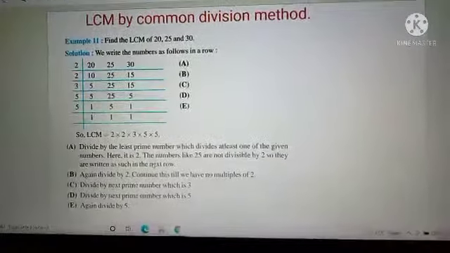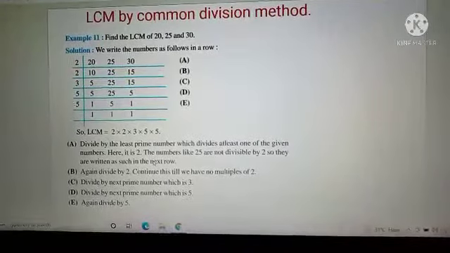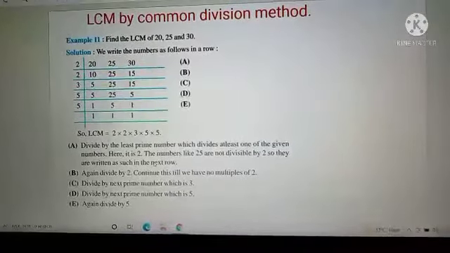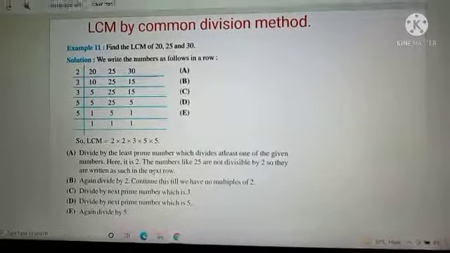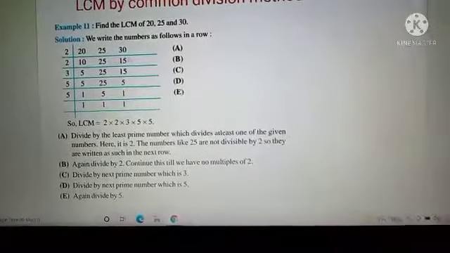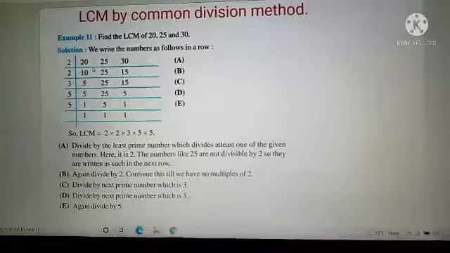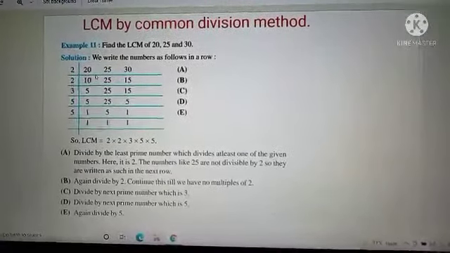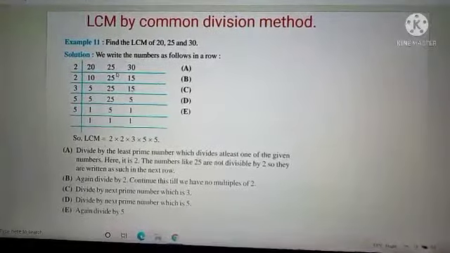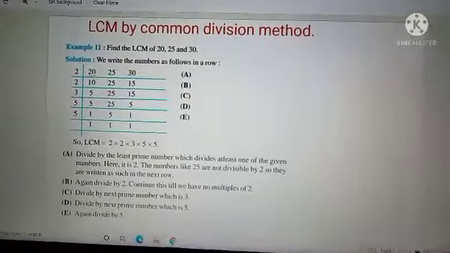We write 20, 25, 30. And what is the first step we have to do? Divide by the least prime number which divides at least one of the given numbers. So the smallest prime number is 2. So try to divide these numbers with the smallest prime number 2. Is it possible? Yes, 20 we can divide by 2 exactly. 30 also we can divide by 2 exactly. But 25 is not possible. So leave it. It's okay.